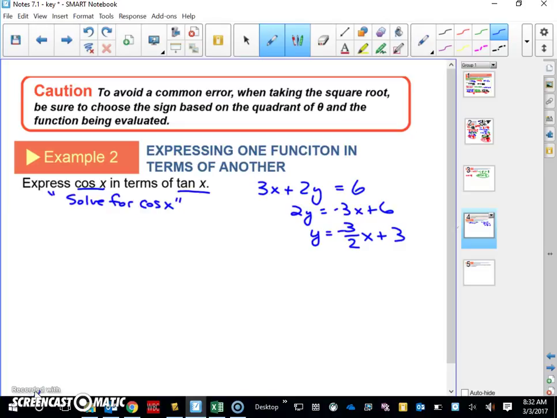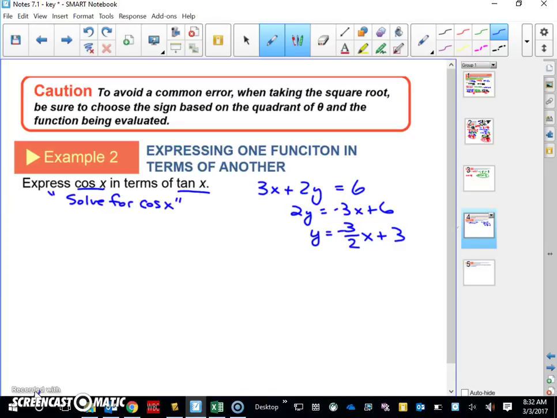I know a lot of students just don't understand what that means. Express cosine x in terms of tangent x. I want cosine x equals blah blah blah tangent x blah blah blah. That's what I'm looking for, right? So what we have to do is find an equation that relates those two functions.